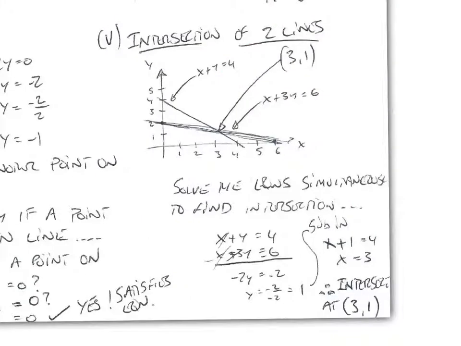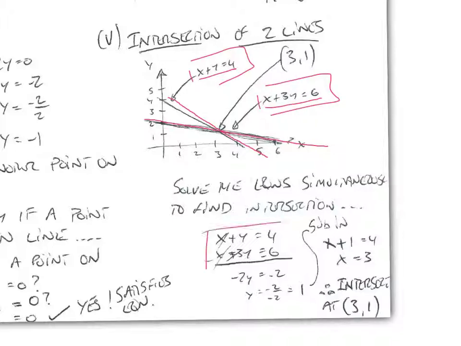To find where two lines, the line x plus y equals 4, intersects with the line x plus 3y equals 6, you solve the two equations simultaneously.